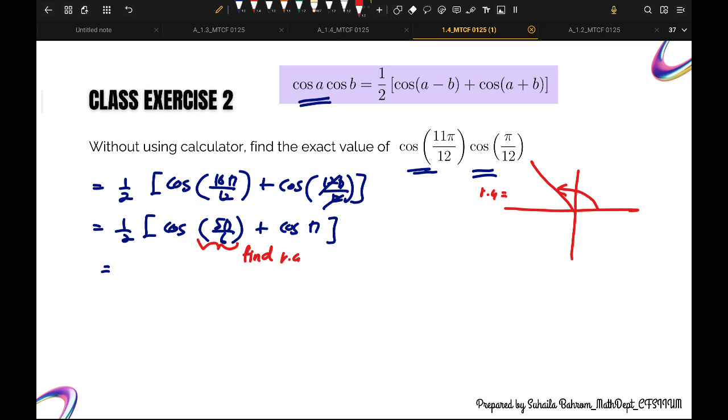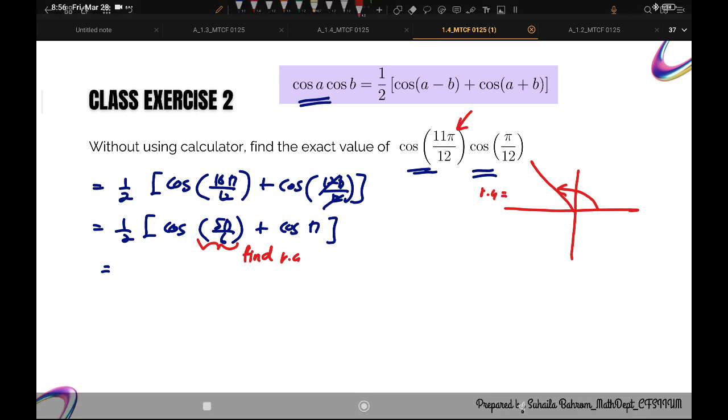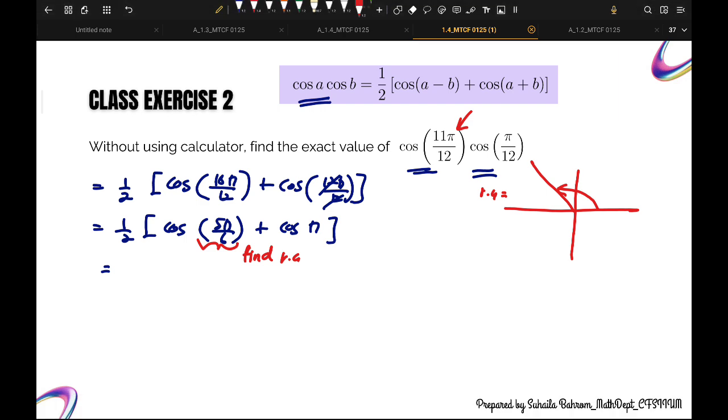Remember that if the angle given in the question is in terms of radian, you cannot change it in terms of degree. You have to keep all the solution in terms of radian. So in order to get the reference angle, pi minus 5 pi over 6, we will get pi over 6 for the reference angle, and it is in the second quadrant. Therefore, cos 5 pi over 6 is equivalent to negative cos pi over 6.